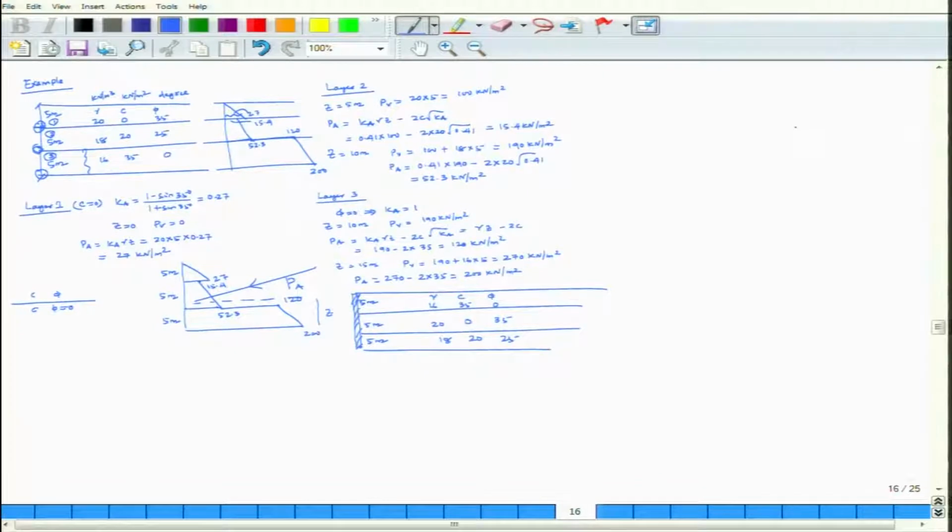So, last class I solved one problem considering layering effect. Layer 1 is 5 meter, layer 2 is 5 meter, and layer 3 is 5 meter. The first layer has gamma, c and phi, the second layer again has gamma, c and phi, and the third layer also has gamma, c and phi. In the first layer c is equal to 0, in the second layer phi is equal to 0, and I have given this as a home assignment. You can try it by changing the properties.